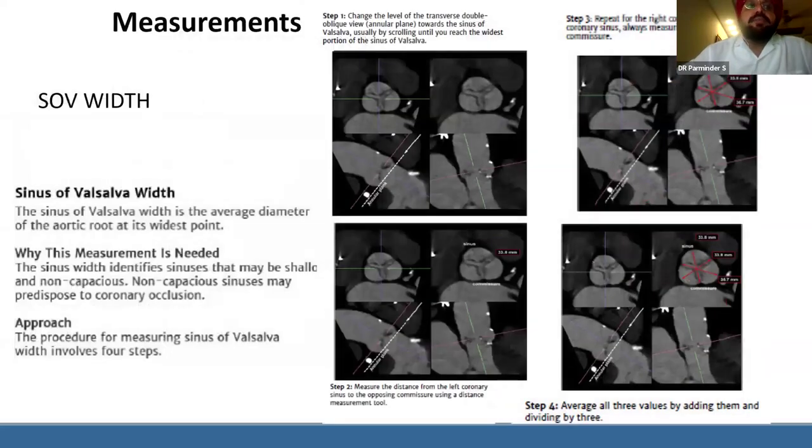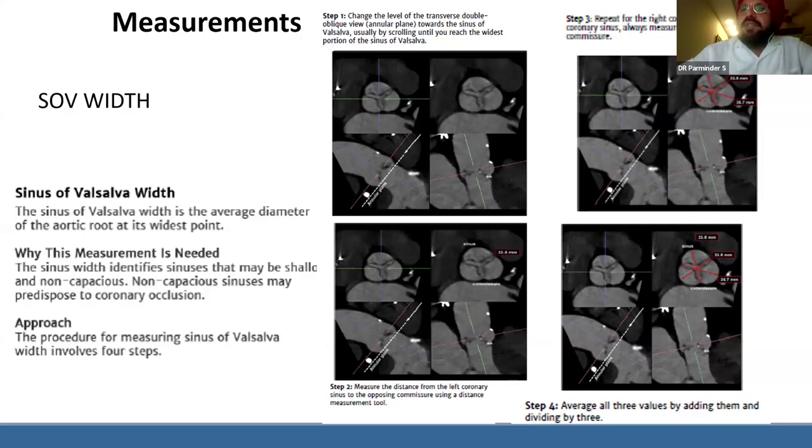Then sinus of Valsalva width. This is another important parameter. This is really important if we have shallow or non-capacious sinuses, which may predispose to coronary occlusion. And this is done for all the sinuses like left coronary sinus, right coronary sinus, and the non-coronary sinus. In general, we say that if the sinuses are more than 30 millimeters, we are happy. But this is again a relative term.